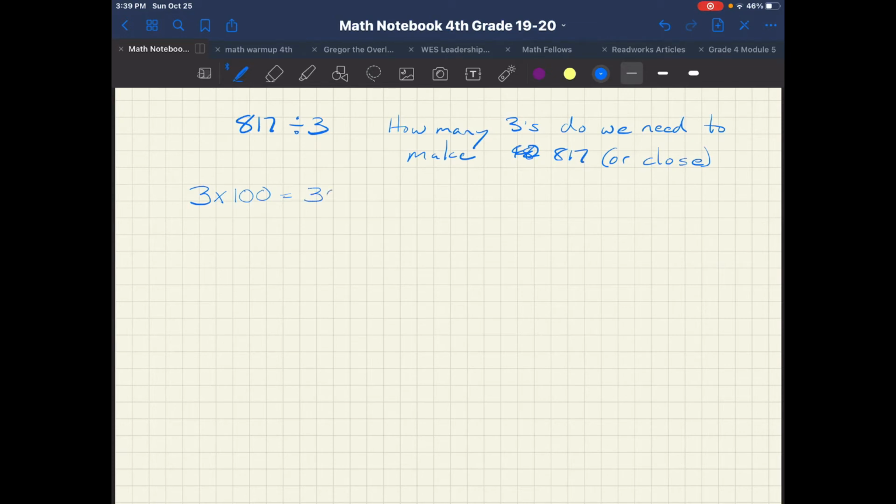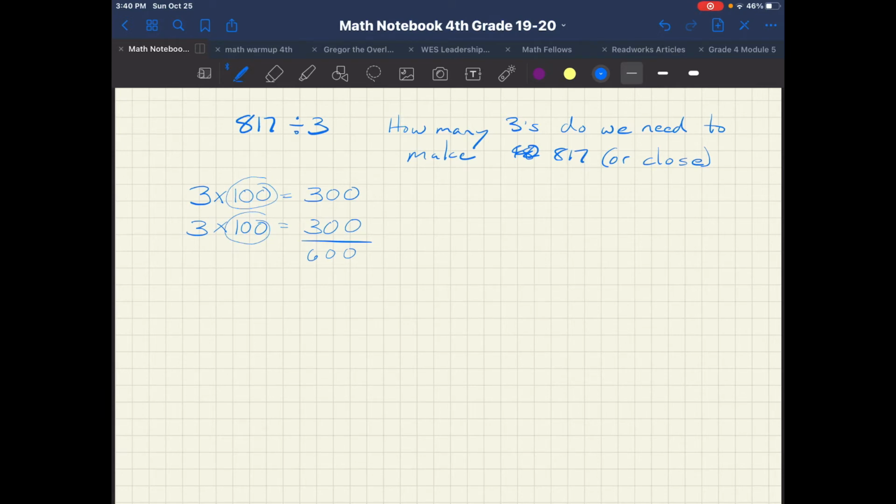So 100 3s would give me 300. Well, that's a lot, but it's not up to 817 yet. I could do another 100. So that is up to 600, right? So 300 and 300 makes 600. And I have basically done 200 threes so far, right? 100 threes there and 100 threes there to get to 600.